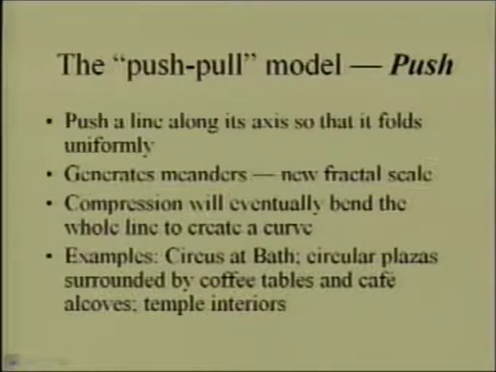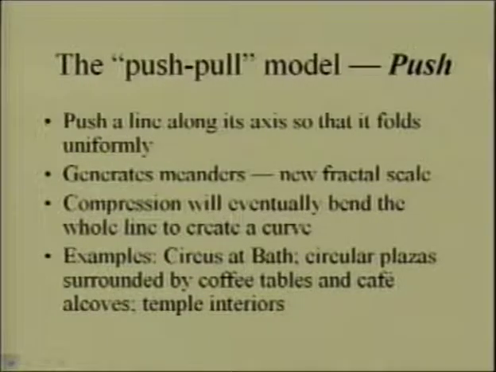Now, the opposite of pulling is pushing, so I will show what happens when you push. When you push a line along its axis, and it's not elastic, it will fold uniformly, and it will generate meanders. Each meander is now at a smaller scale, so you're generating fractals by a physical compression. If you keep compressing, maybe the whole thing eventually will create a large-scale curve in which you have small-scale meanders. Examples are the Circus at Bath in England, where you have a line of houses, each one articulated, with alcoves because of the house shapes, and the whole thing is a large semicircle. Circular plazas are surrounded by coffee tables and alcoves, and temple interiors are surrounded by alcoves. All these give great experiences.